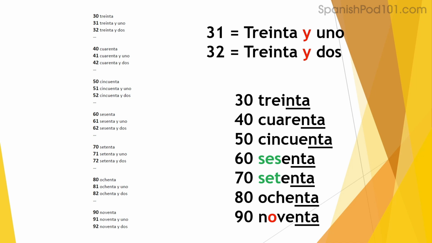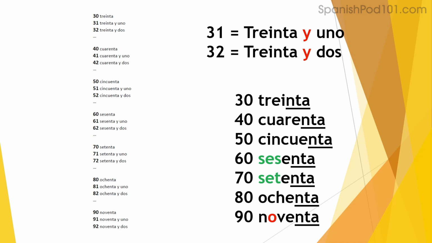30, 40, 50, 60, 70, 80, 90. To make memorizing easier, you're going to notice that these numbers end in NTA, okay? They all end in the same three letters, NTA. So that "ta" sound.